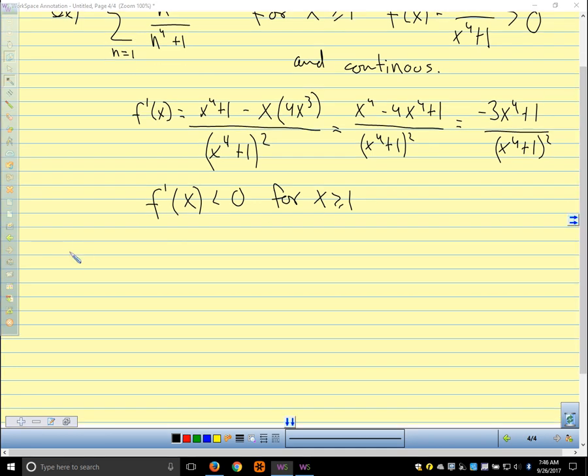All right, so let's integrate. So we need to find the integral from 1 to infinity of x over, oh, this is a nice integral too.